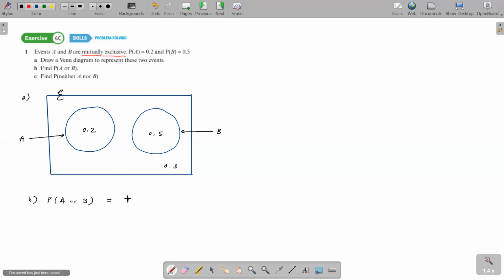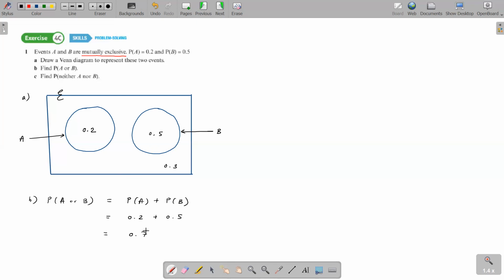So if the circles don't meet, probability of A or B is probability of A added to the probability of B. Is that clear? Probability of A is 0.2 plus probability of B is 0.5. So when you add this, it's 0.7.